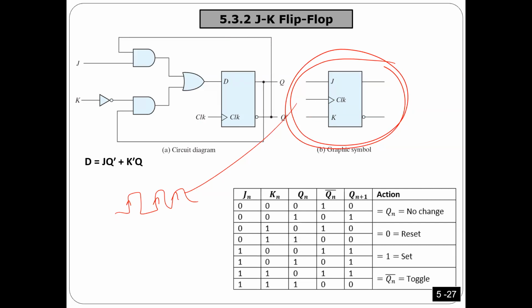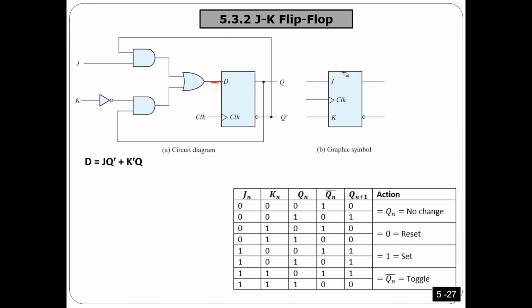Anyway, the difference is here, in case of D, we have one input, we call it D. But here we have two inputs, J and K. So I'm going to tell you how it works. First, I'm going to start with how it works, and then after that, I'm going to explain how we created it. But how it works, very simple. We have J and we have K. Look here, guys. When it is 0, 0, so no change.